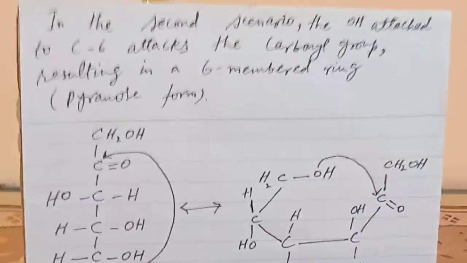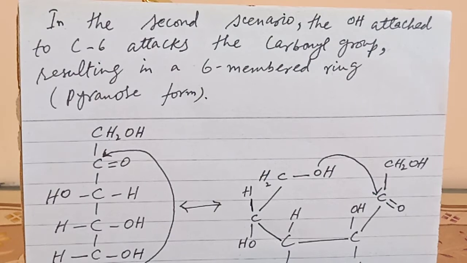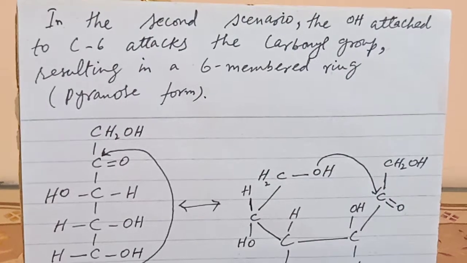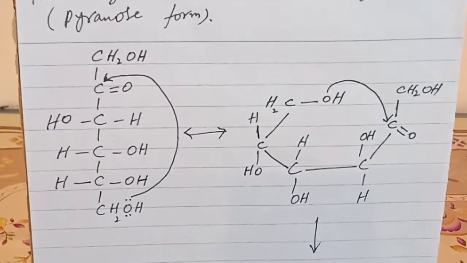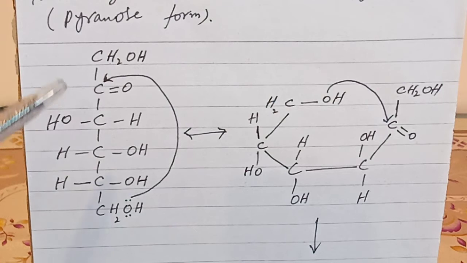Okay, now in the second scenario, the alcoholic group attached at carbon 6 attacks the carbonyl group, resulting in a 6-membered ring pyranose form. Here is a different concept. It is not necessary that fructose sugar will always form the furan ring structure. Mostly it is found in the 5-membered ring furan form, but in some cases it is also found in the pyran ring structure form. So this is the concept of the formation of the pyran ring structure in fructose, a carbonyl group containing sugar.